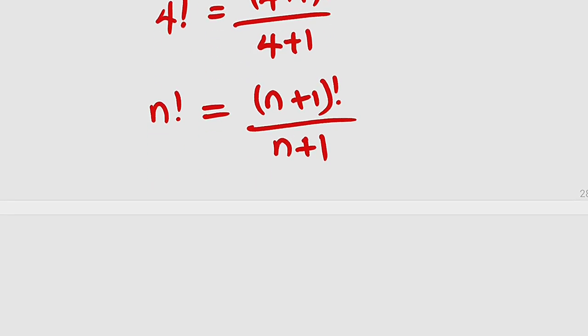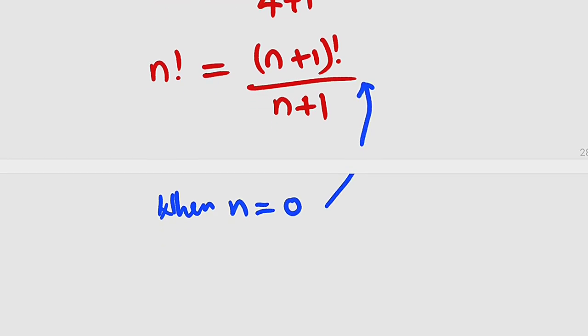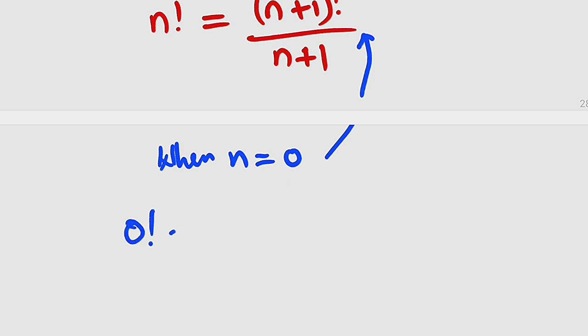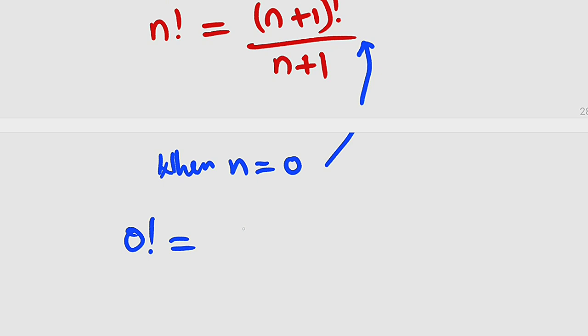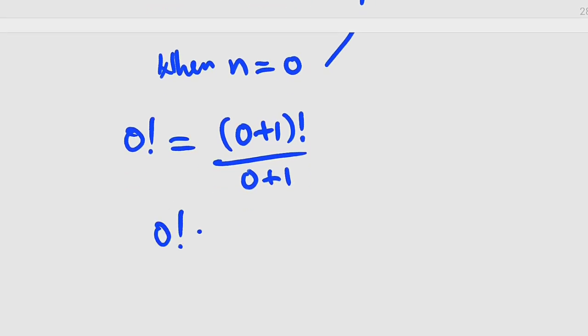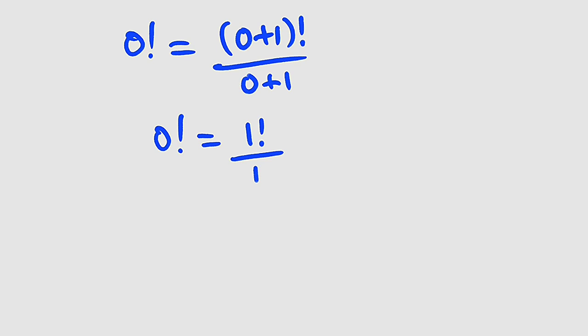So if this is the case, what if n equals 0? Because we wish to find 0 factorial. When n equals 0, we are going to plug it back into this expression. We have 0 factorial on the left equal to (n plus 1) factorial, which is (0 plus 1) factorial, then divided by 0 plus 1. If you simplify, you have 0 factorial equal to 0 plus 1 is 1, so 1 factorial divided by 0 plus 1, which is 1. And 1 factorial divided by 1 is still 1 factorial. And hence, 0 factorial is equal to 1 factorial.